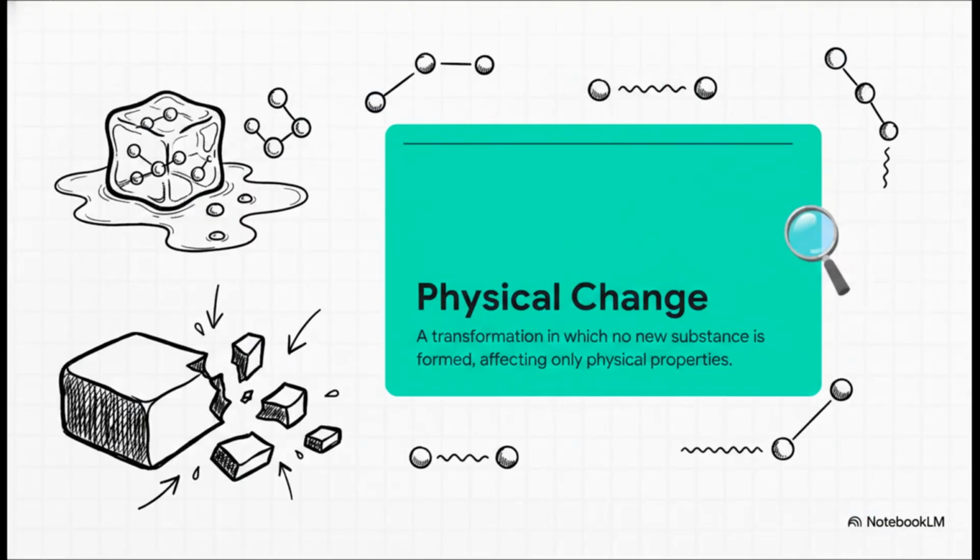Section 1. The two paths, appearance versus identity. So we live in a world of constant flux, right? And honestly, the greatest illusion in our universe is mistaking a simple change in appearance for a change in actual identity. Let's dive into our first path, the physical change. This is a transformation where a substance might change its state or its shape, but its internal molecular script remains exactly the same. We're really just changing the spacing between the molecules, not the molecules themselves.